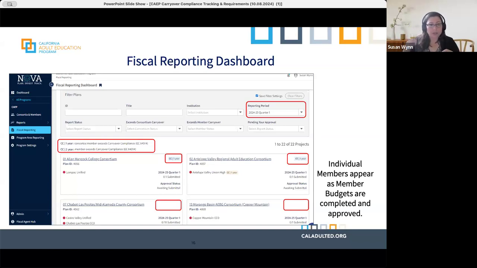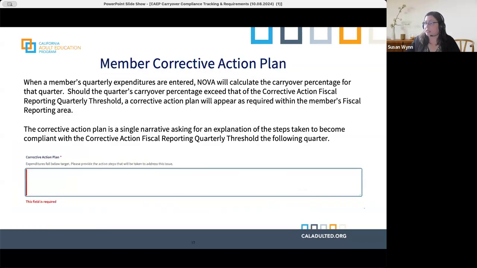Now, one more thing that I want to point out is that Allan Hancock has 2 members, not one. Only one member can be seen, so don't panic. Remember that we're in fiscal reporting and a budget has to be approved in order for the members to show up to be able to assess against or fiscal report against. So the other member just hasn't completed or had approved and certified their budget in the member budget and work plan section of NOVA. So that's a reminder there. I have a little sentence: individual members appear once member budgets are completed and approved. So if we can go to the next slide, please.